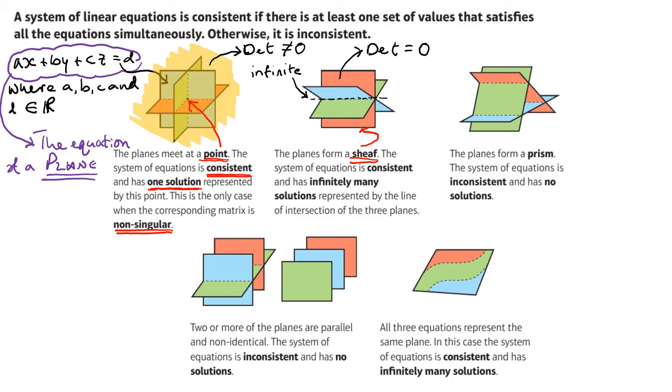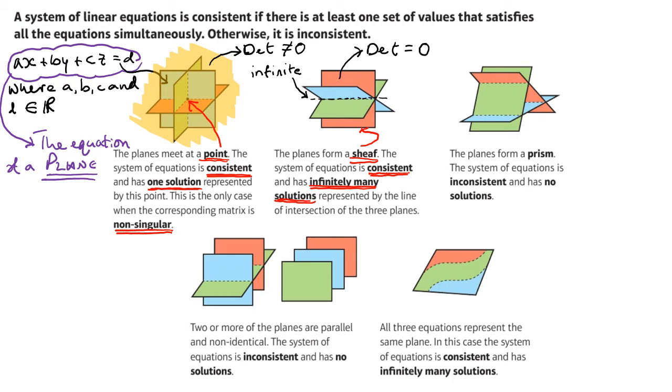Now, just like where they cross at a point, we say that these equations are consistent because yes, we can solve all three, but when we solve all three, there are an infinite number of solutions. So far we've had things that meet at a point, which are consistent, have one solution, and the determinant isn't equal to 0, it's non-singular. Now we've had something called a sheaf, where there's an infinite number of solutions. It's still consistent.